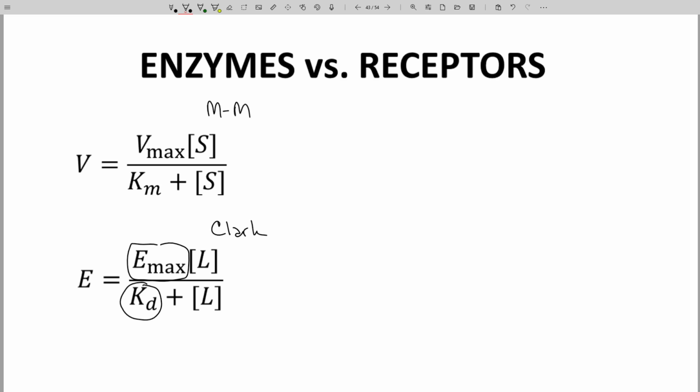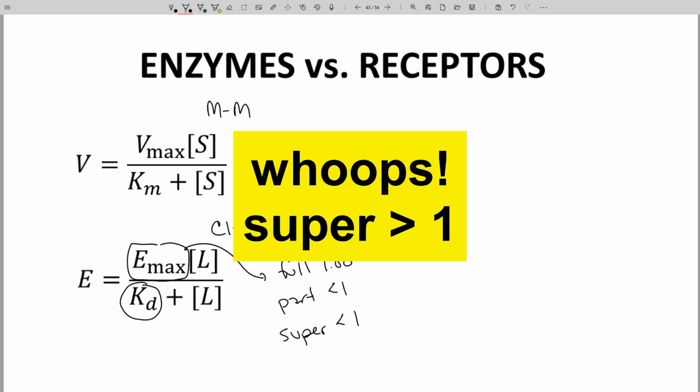A full agonist would have an Emax of 1. A partial would have some number less than 1. And a superagonist would have an Emax greater than 1.